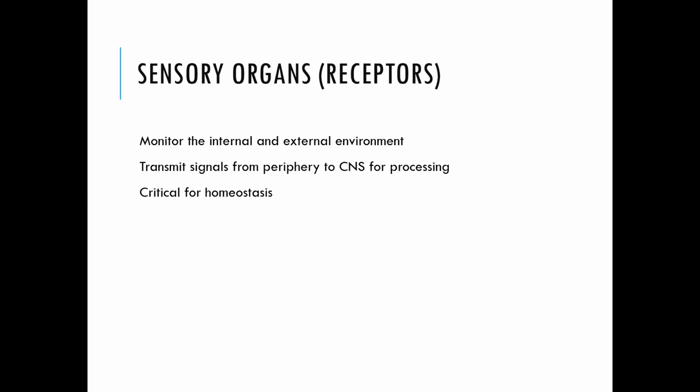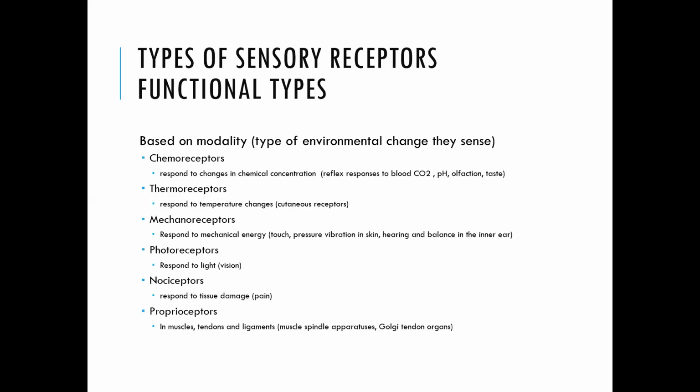It is because of those sensory receptors scattered throughout our body that they allow us to identify where there are spikes or drops in temperature and when our body needs to be returned to a normal environment via homeostasis. There are different types of sensory receptors. The functional types are based on the modality, that is the type of environmental change that they may sense.